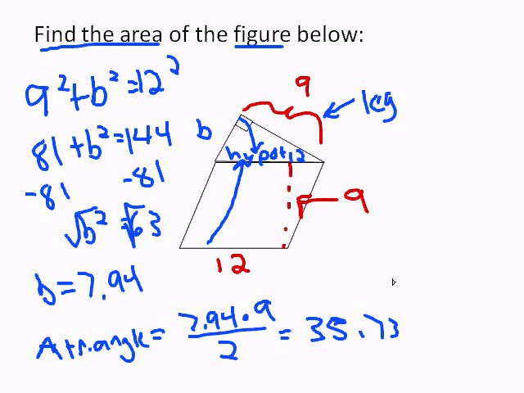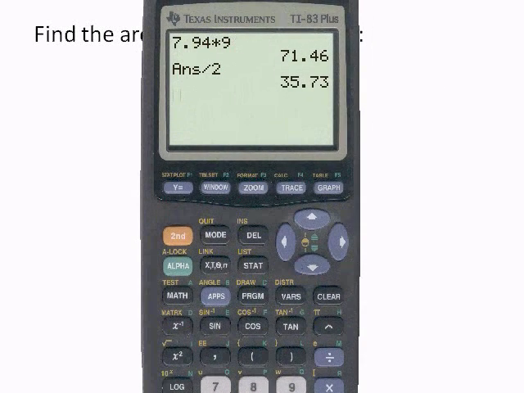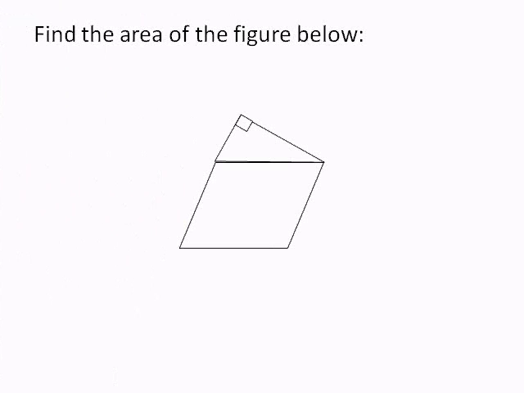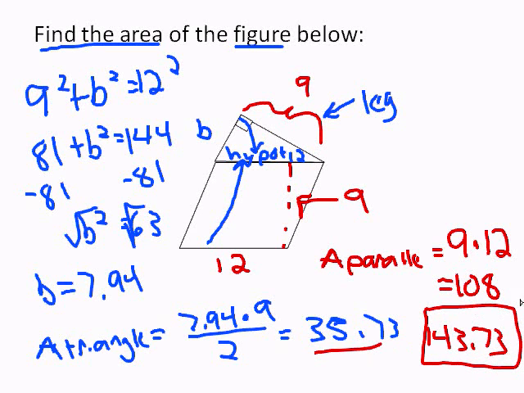We still need to find the area of the parallelogram, which is a lot easier. I'm going to do that in a different color. The area of the parallelogram is going to equal, based on sides, we just go 9 times 12. So that gives you 108. You add those two amounts together, 108 plus 35.73. And you get the final area, which is 143.73. After you add up the area of the triangle plus the area of the parallelogram.